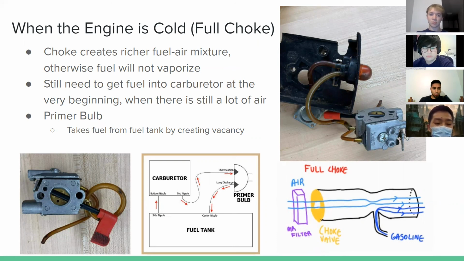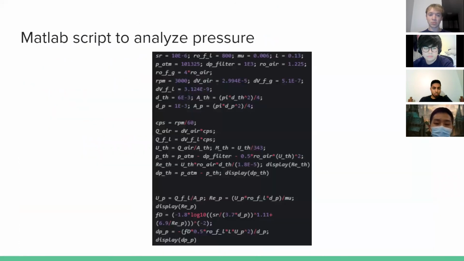By closing the choke valve, very little air can go through, so the rest of the volume must be pulled from the fuel tank. But to kickstart the engine at the very beginning, a primer bulb is used. It pulls fuel from the tank and pushes it into the carburetor while being released and pressed. So this is the MATLAB theory we use to calculate pressure.